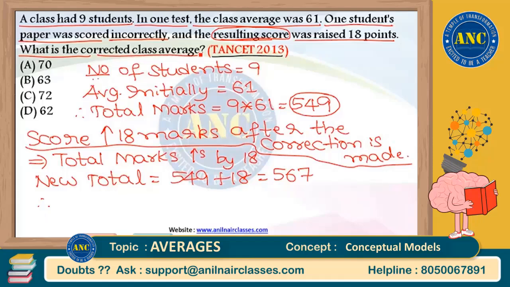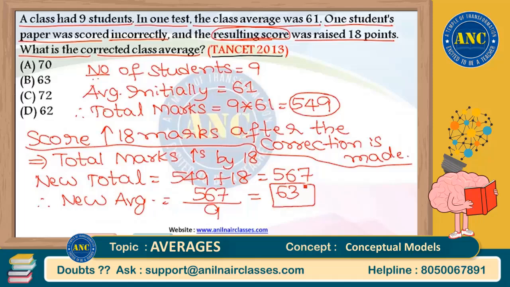Find the corrected average is the question. What is the corrected class average? That means the new average after the correction is nothing but 567 divided by 9 students. 567 divided by 9 is 63. Earlier, when the incorrect correction was made, the average was 61. Because of the correction, the average became 63.